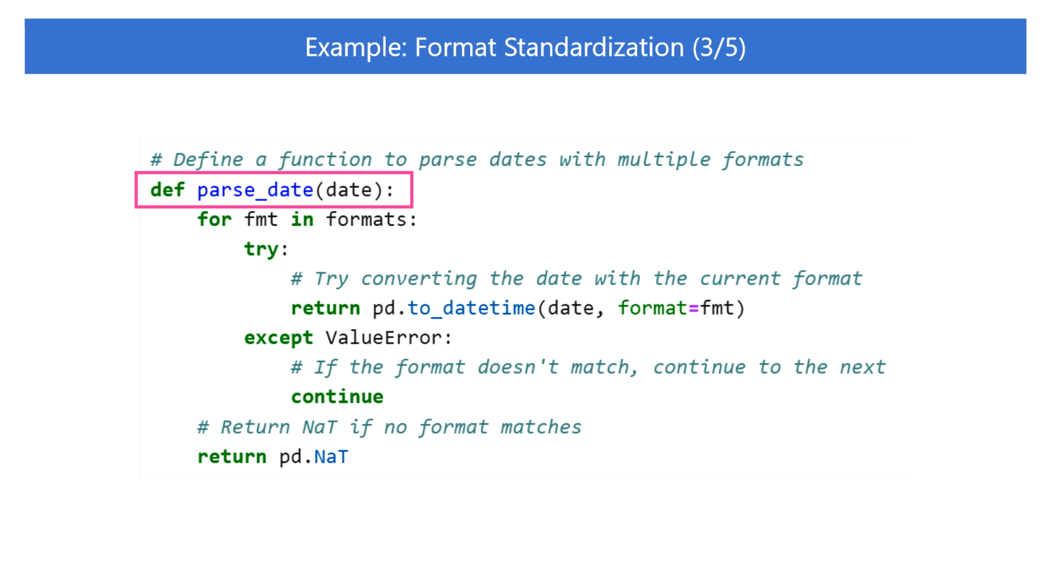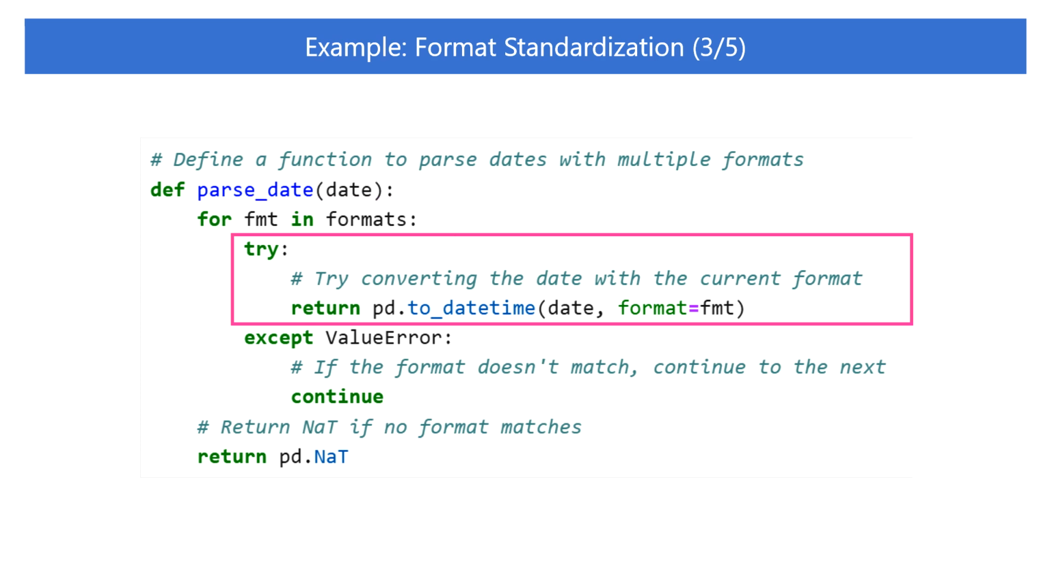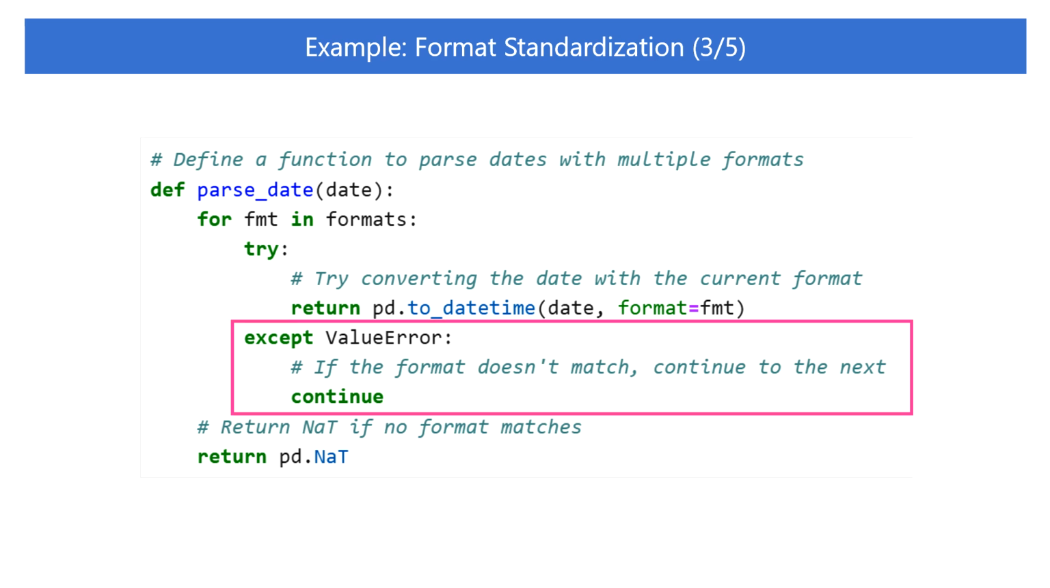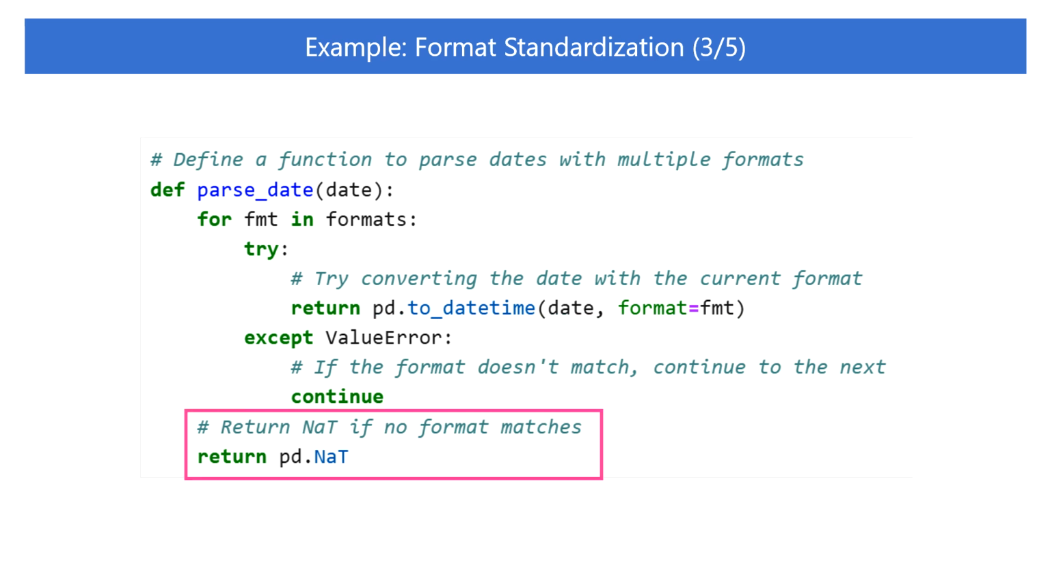This function takes a date as input. Using a for loop, it loops through each format in the formats list. Inside the for loop, it tries to parse the date using pd.to_datetime with the current format. If parsing fails, the loop continues to the next format. If no formats match, the function returns pd.NaT, not a time, indicating a missing or invalid date.